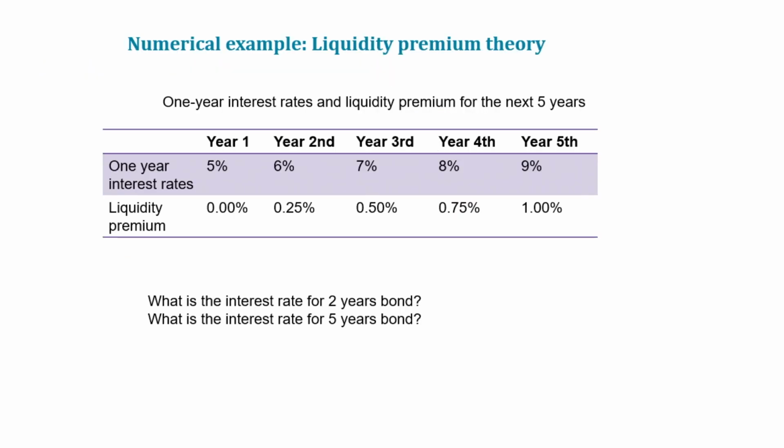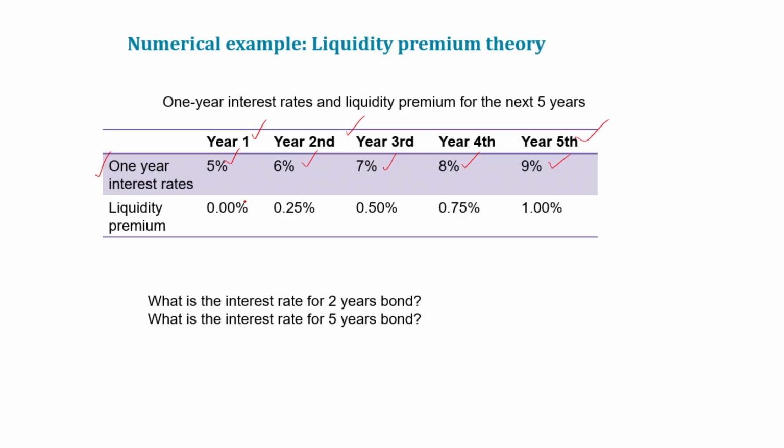So here I am showing you a numerical example. What I am showing in this table is the 1-year interest rates and the liquidity premium for the next 5 years. The first row shows 1-year interest rates. For year 1, the interest rate is 5%. In the second year, the bond is 6%. The third year bond is 7%, 8%, 9%. So these are all annual rates of interest for a 1-year bond. That is the 1-year bond in year 1, the 1-year bond in year 2. Like that you should read, up to the 1-year bond in year 5.